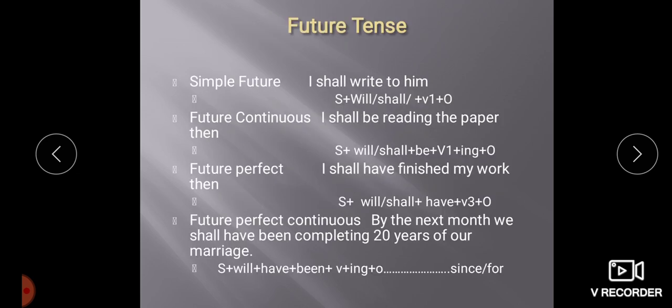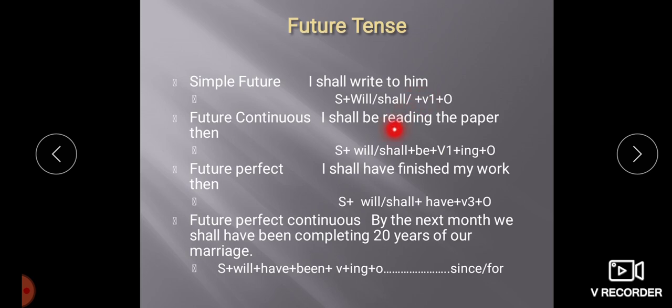Future tense. It's very simple. Simple future carries the modals here, the auxiliary modals shall or will. Like simple future: I shall write to him. Will or shall plus the first form of the verb. Future continuous: shall plus be plus the ing form of the verb. Then shall have plus the third form of the verb for future perfect tense. Will have been plus the ing form of the verb for future perfect continuous.